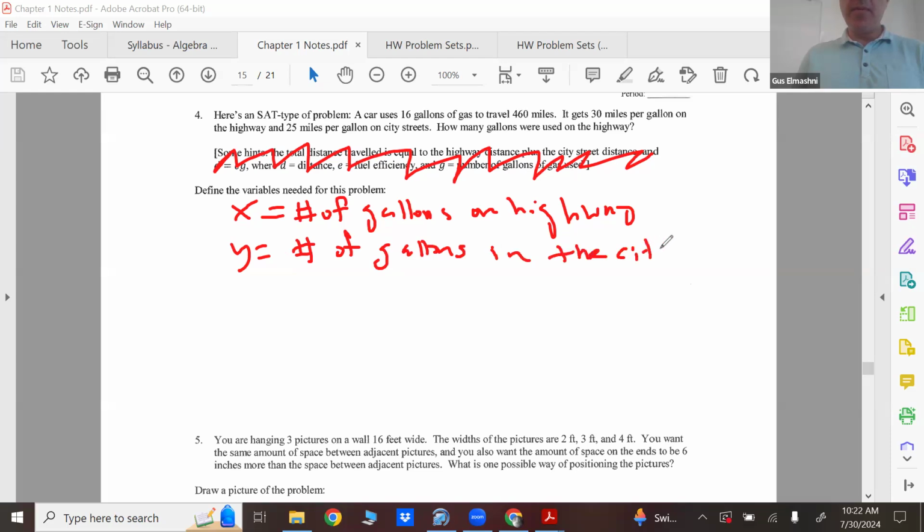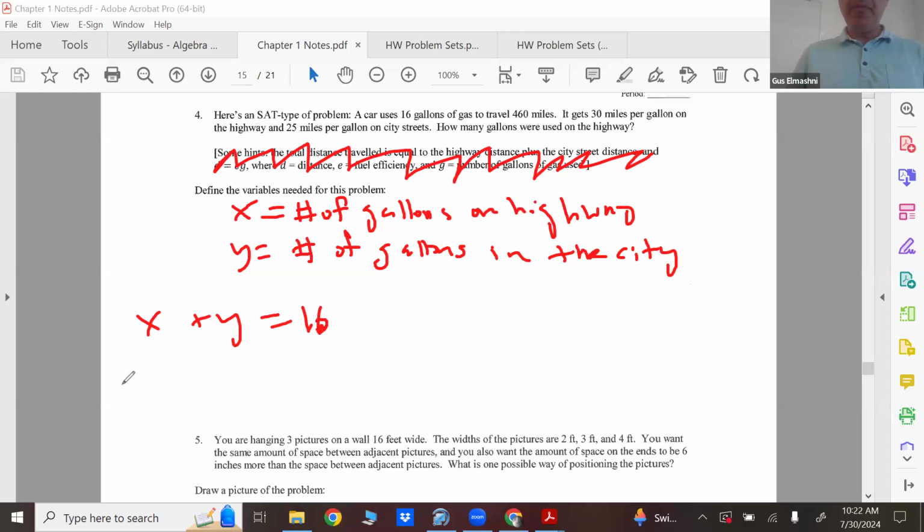There's two things I don't know. But here's what I do know. X plus Y has to be 16, right? Because you have 16 gallons in your car. And part of those 16 is going to be used for the highway, part's going to be used for the city. And the assumption is that you use up all those gallons, right? Or actually, they said to use it. So there you go. Fine. X plus Y equals 16.